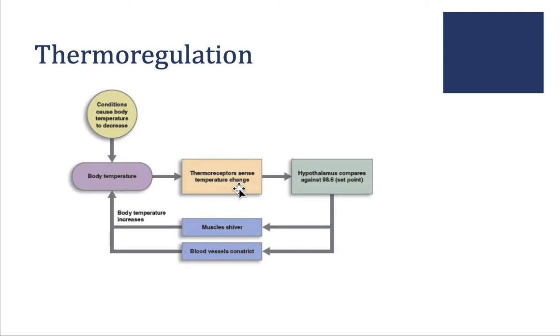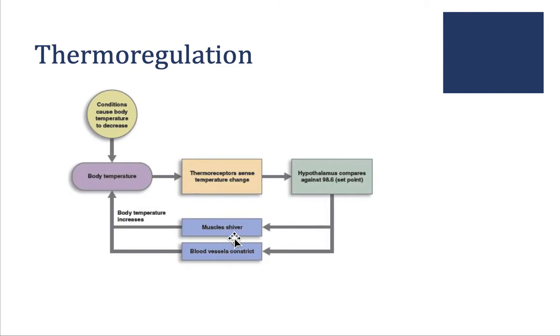The thermoreceptors, so thermo meaning temperature, are going to sense the temperature change and send that information to the control center. In this case, the control center is the hypothalamus. The hypothalamus is going to compare the current temperature to 98.6 degrees, the set point. It's too low, and so this is going to make the muscles shiver and the blood vessels constrict, both of which are going to increase body temperature, and so now the body temperature is a little bit warmer. Thermoreceptors still check the change, send it to the hypothalamus.